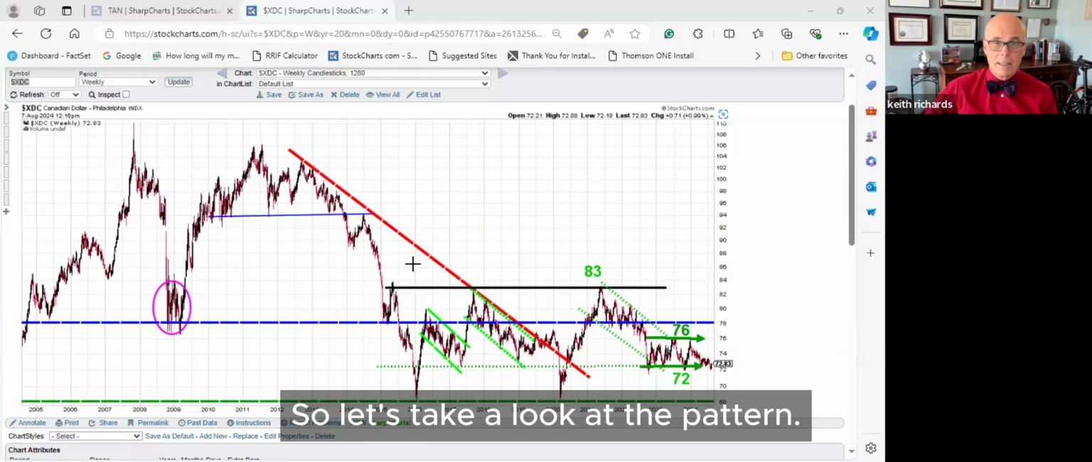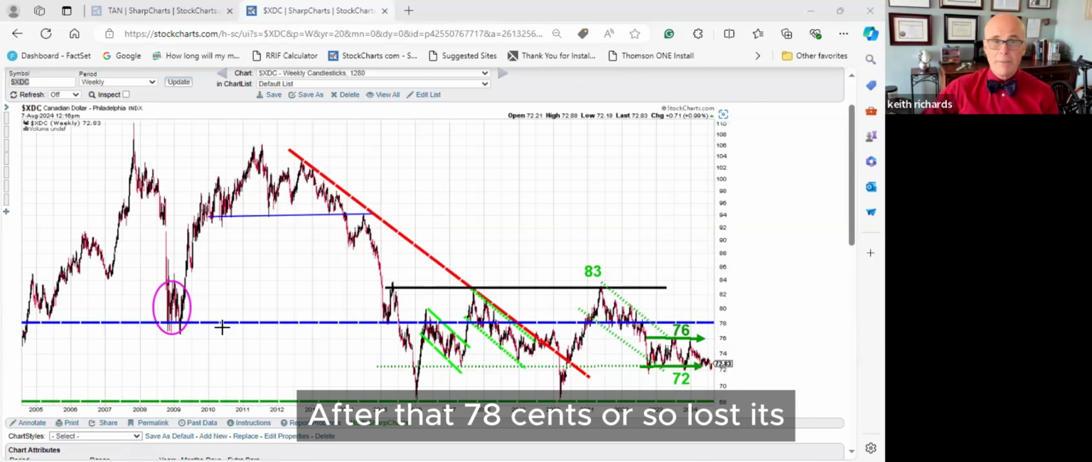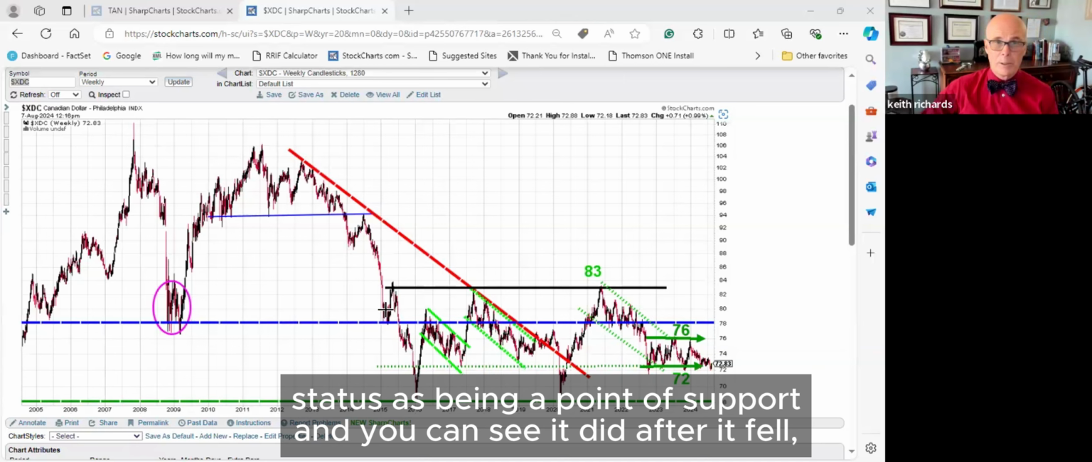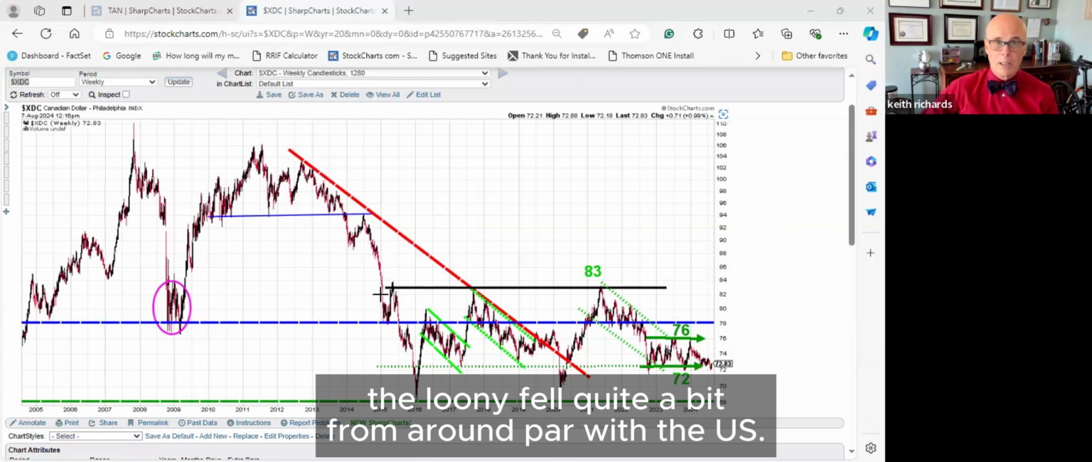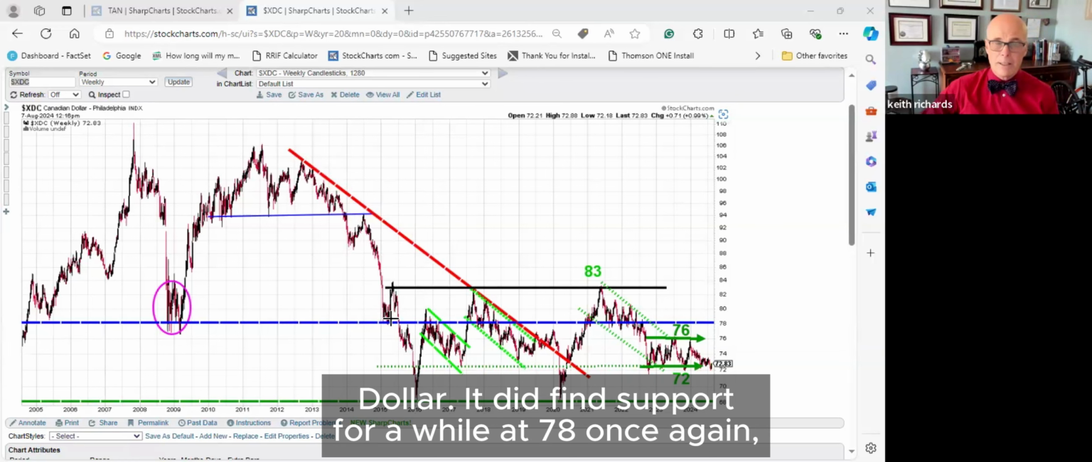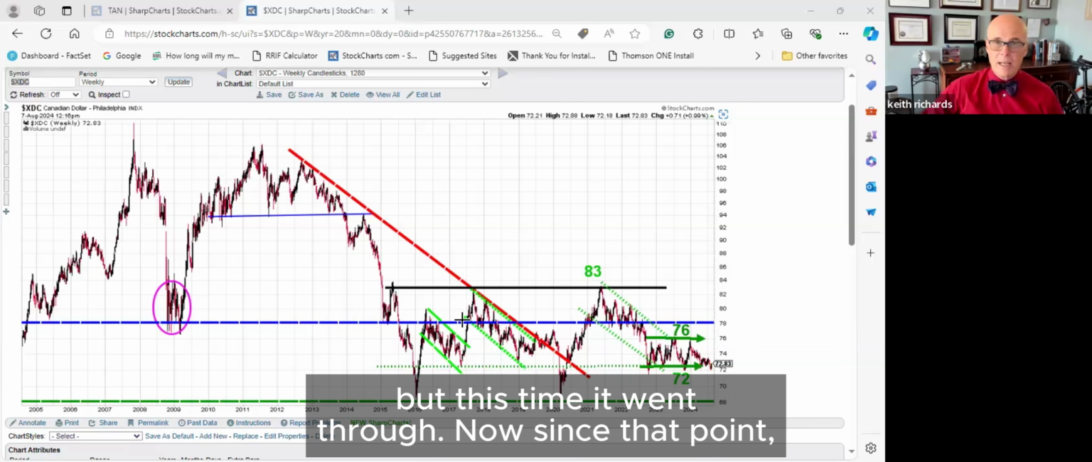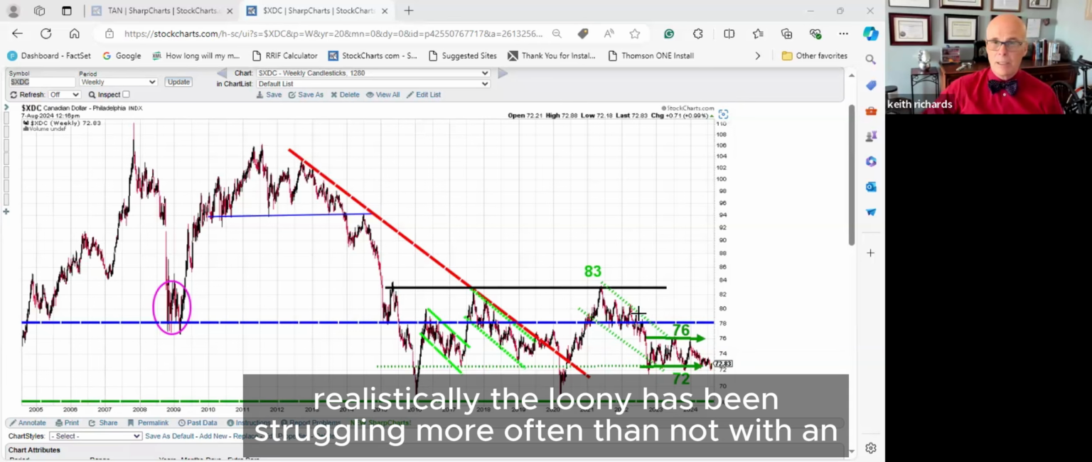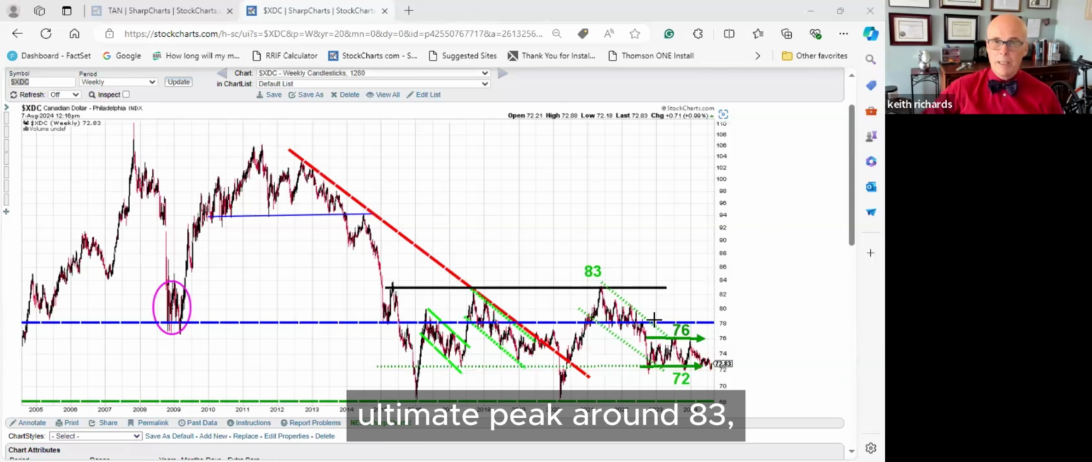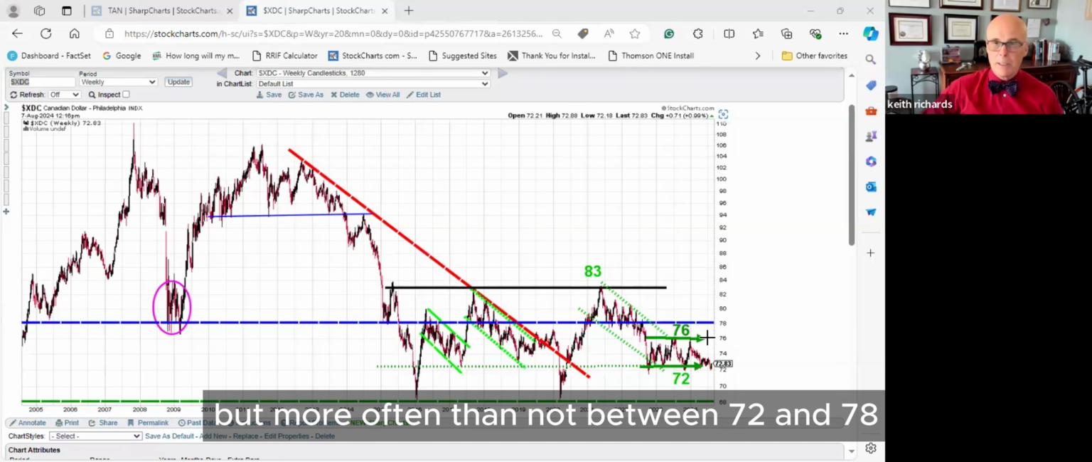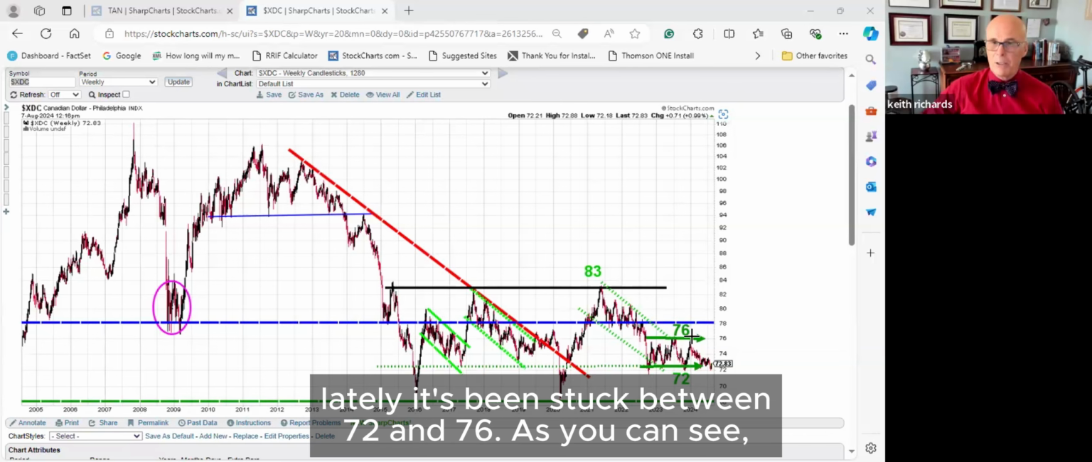So let's take a look at the pattern after that 78 cents or so lost its status as a point of support. You can see the Loony fell quite a bit from around par with the US dollar. It did find support for a while at 78 once again, but this time it went through. Since that point, realistically, the Loony has been struggling more often than not with an ultimate peak around 83, but more often than not between 72 and 78. Lately, it's been stuck between 72 and 76.